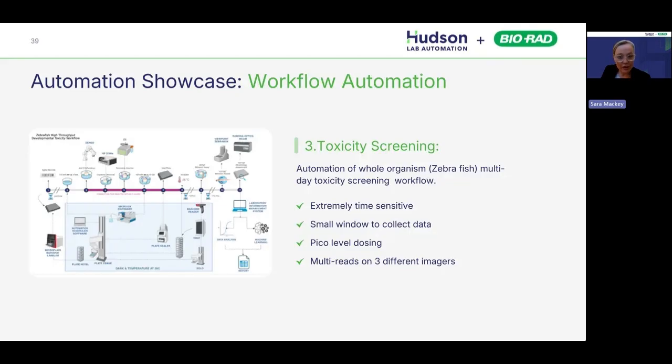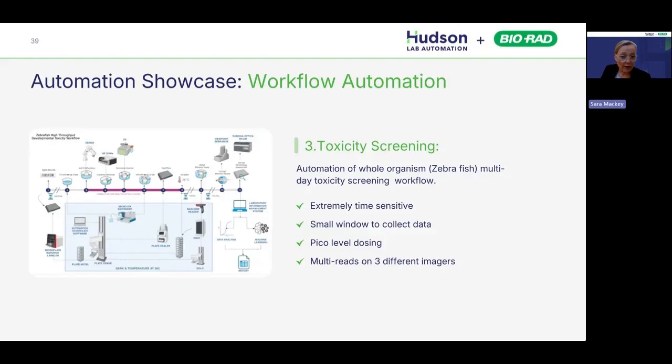In this case, automation is not just about plate handling, it's about orchestrating a multi-day end-to-end workflow where every step happens at the right time, in the right order, and under the right conditions. So this particular system that you can see here coordinates picoliter level chemical dosing, temperature-controlled incubation, multi-imaging systems across different modalities, barcode tracking, and data associations, and then the export of results into analytics and LIMS environments.